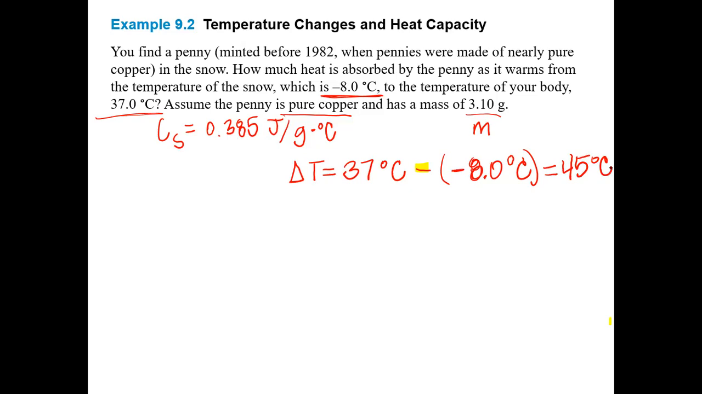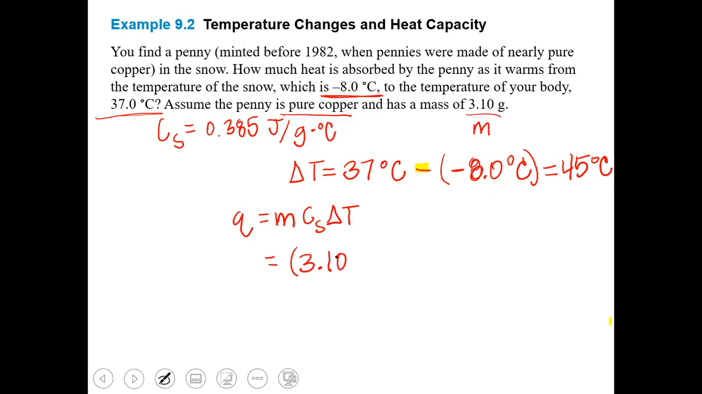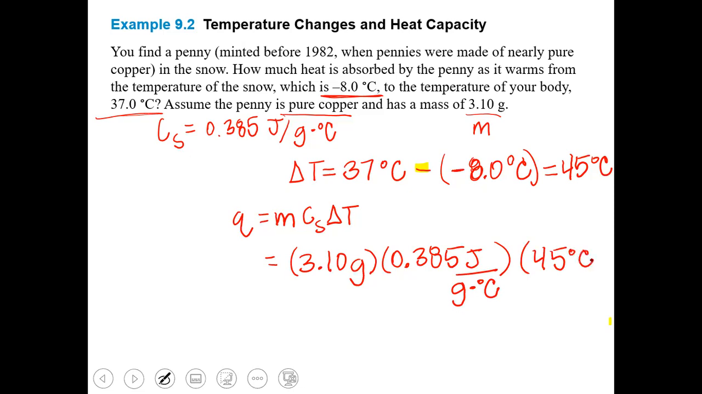Okay, so I have the 3 variables I need to solve my Q equals MCΔT equation. So plug it in. Mass, 310 grams. Specific heat, 0.385 joule over gram times degrees C, times delta T, which we found up above to be 45 degrees. You'll notice that gram cancels, degrees C cancels. The only unit I'll be left with is joule. So let's multiply those three together.